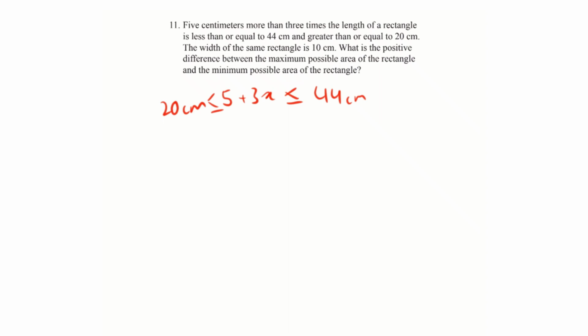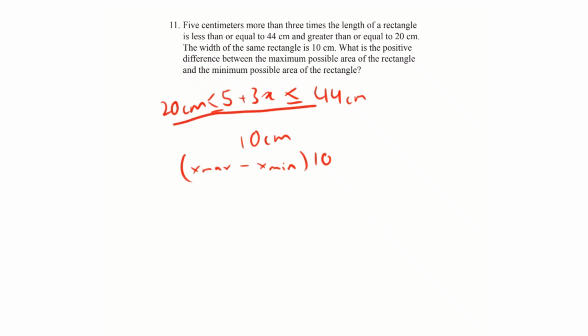The width of the same rectangle is 10 centimeters. So we want to find the positive difference between the maximum possible area of the rectangle and the minimum possible area of the rectangle. Alright, so if we find the difference between the maximum possible value of the length and the minimum possible value of the length, we should be able to just multiply that by the width in order to get the difference between the maximum and minimum possible areas.